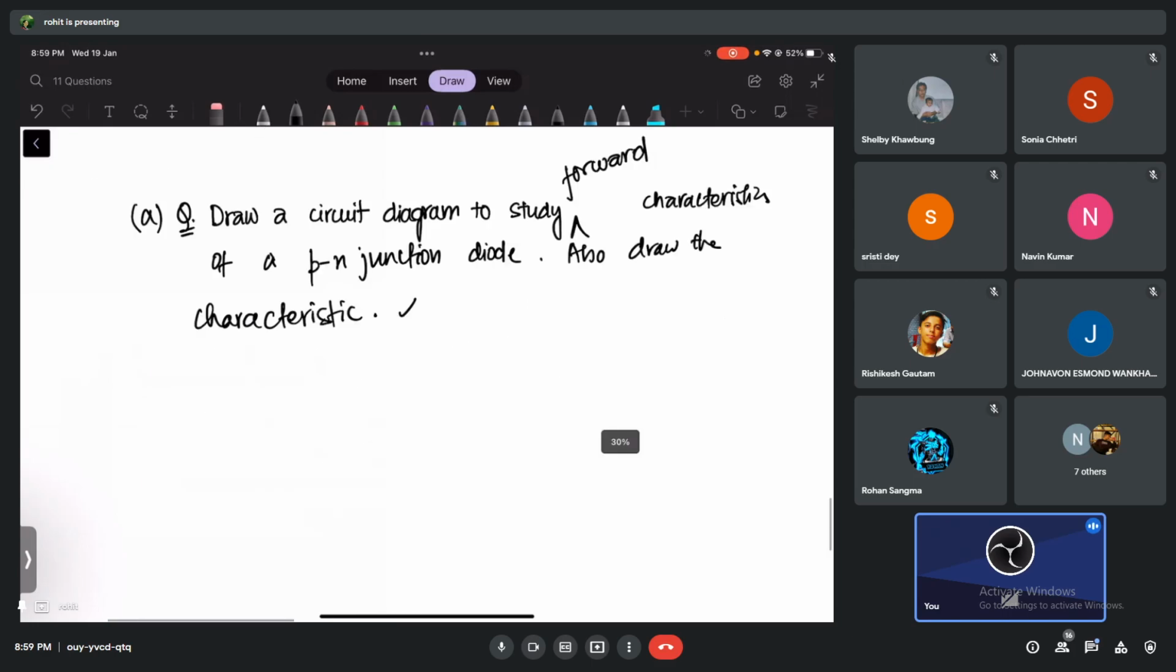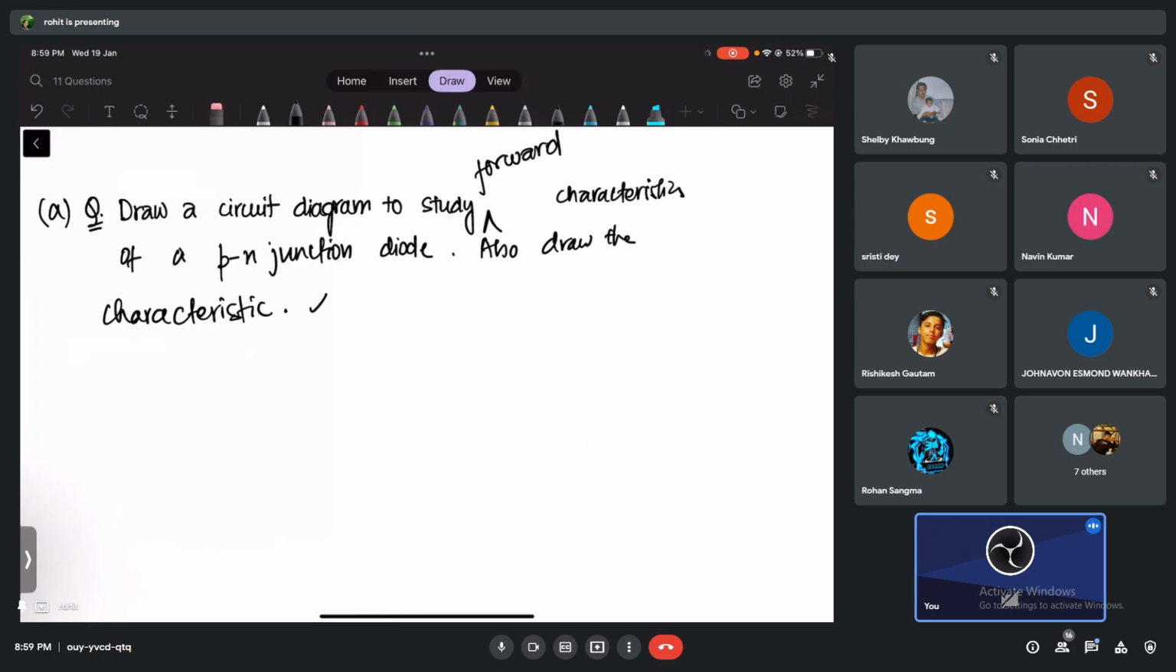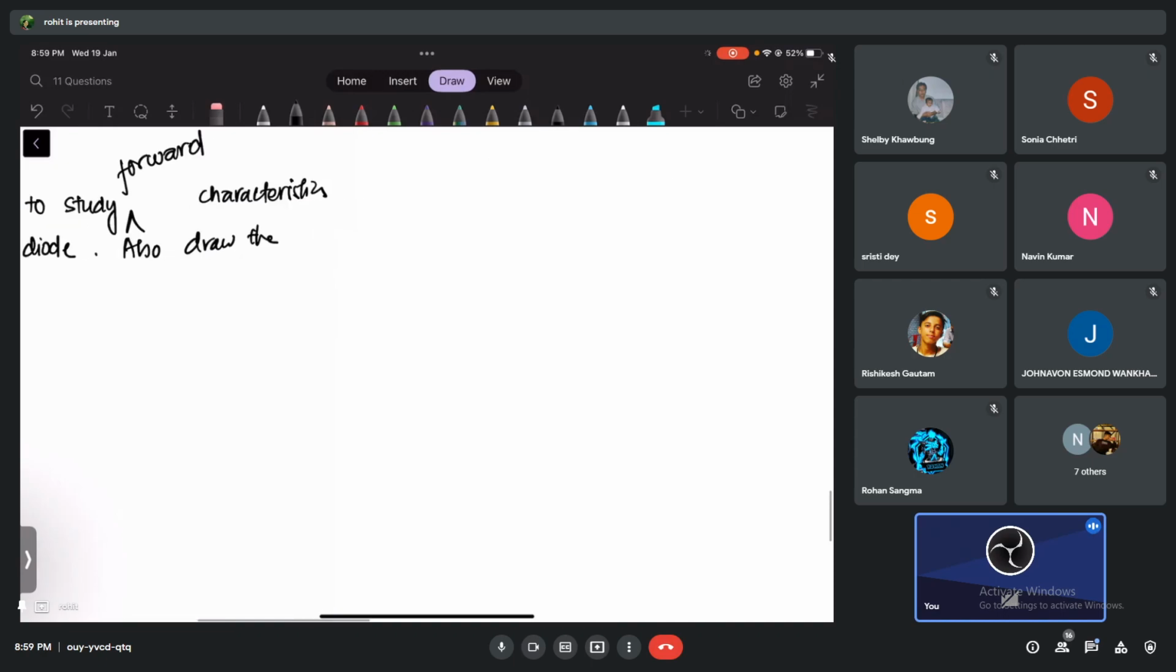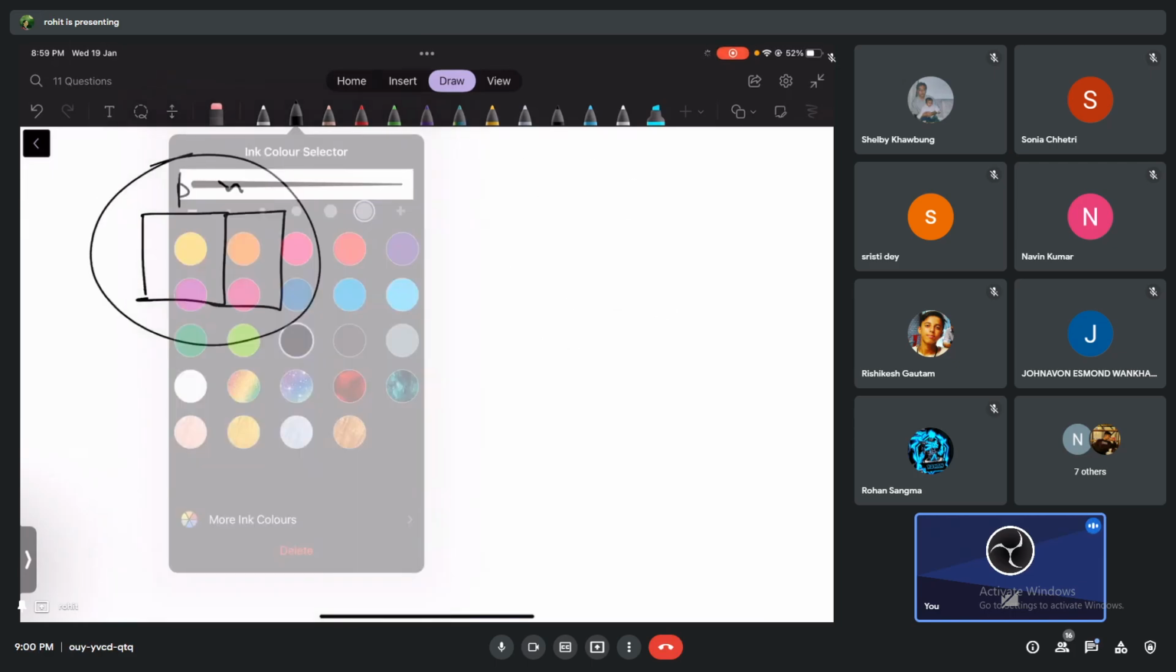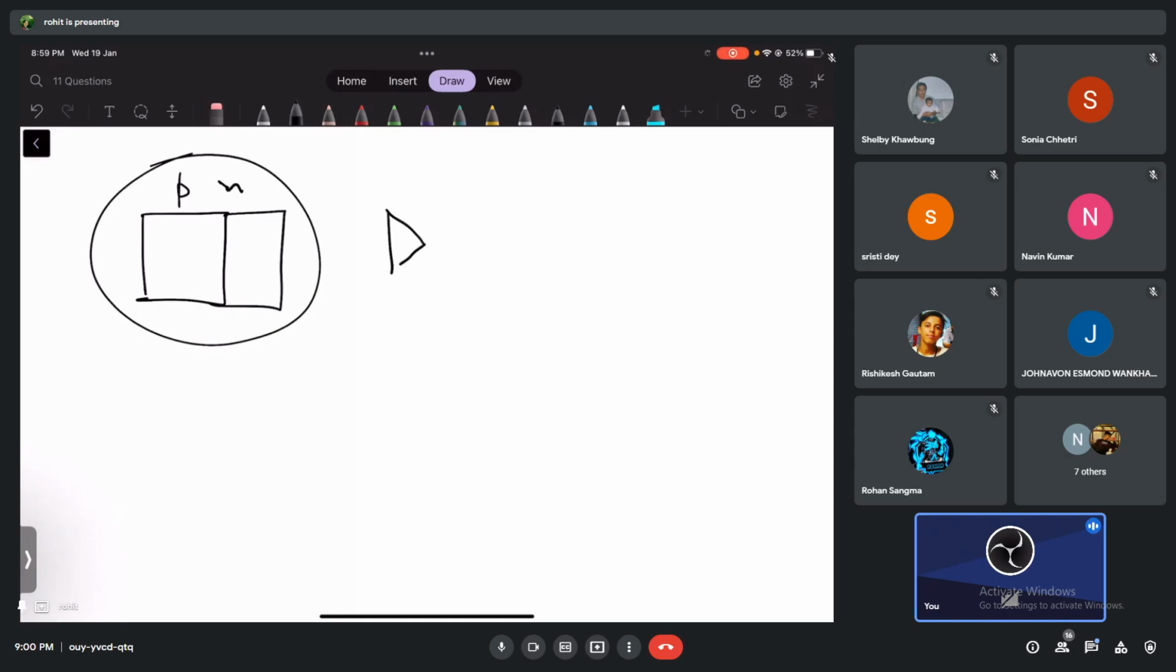Okay, check. How will I represent it? By the way, I did not show you, but now I'm going to show you. See, this is P type, this is N type. I have already shown you, but in symbol, this is what you're going to do. You draw a triangle, draw one line like this. This also represents the same device.